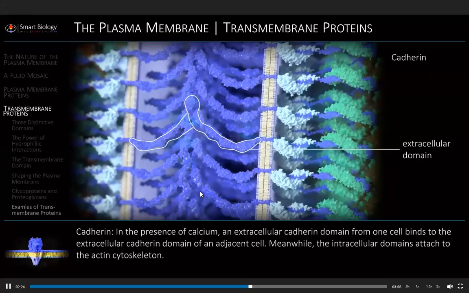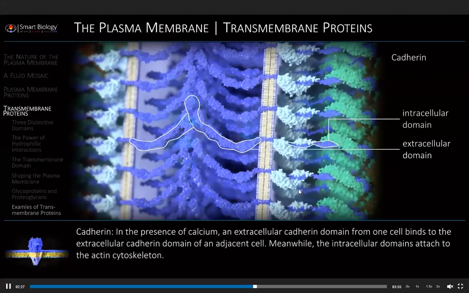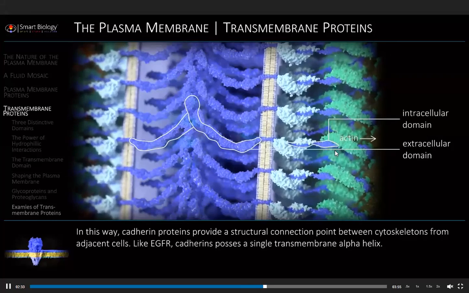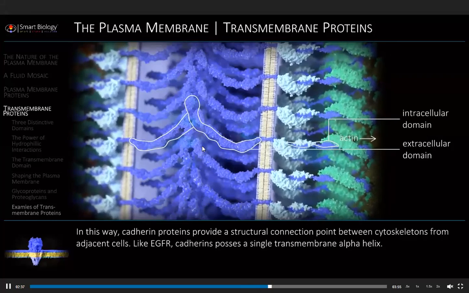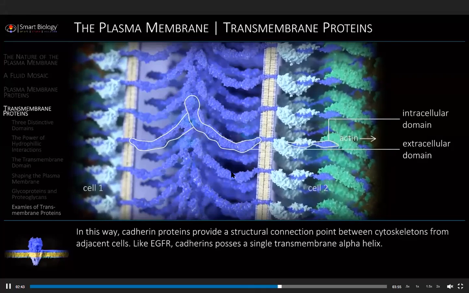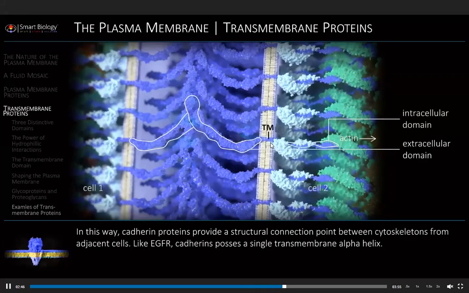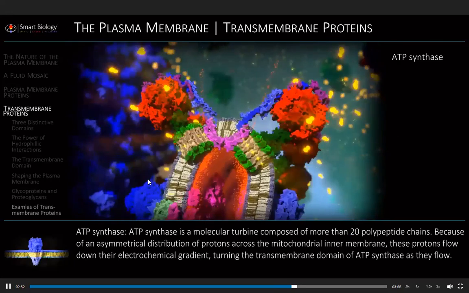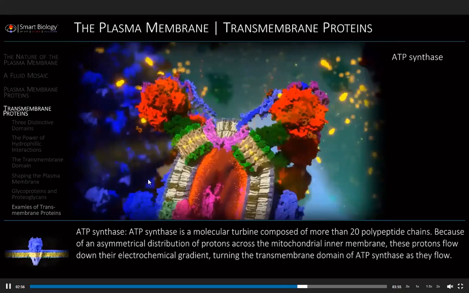So here we have it. It's really, really nice. We have an intracellular domain which is bound to the actin. Cadherin proteins provide a structural connection point between cytoskeletons of adjacent cells. And they also have a transmembrane domain that is a single alpha helix. And then the last example that we have here is the ATP synthase.